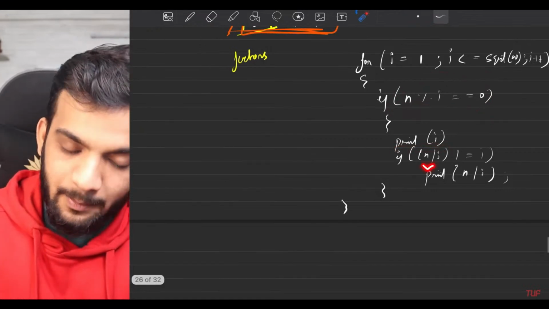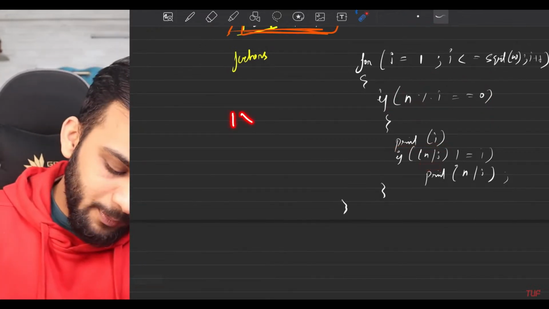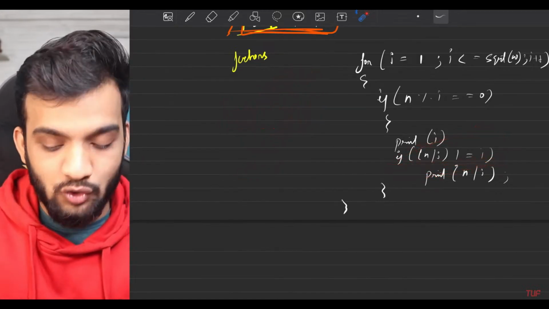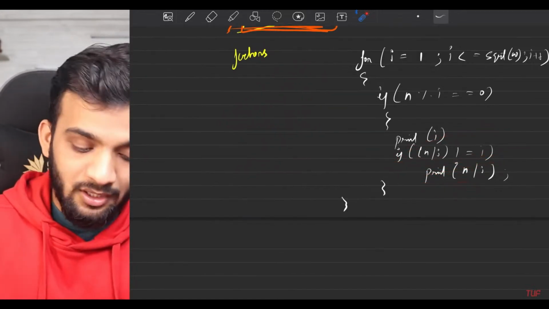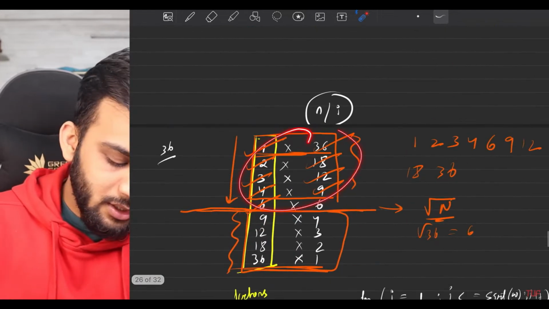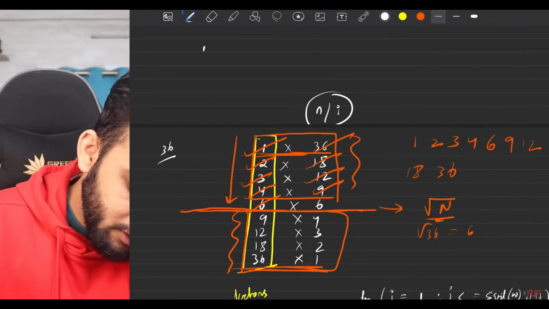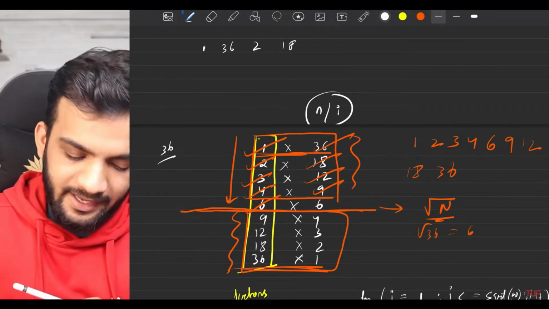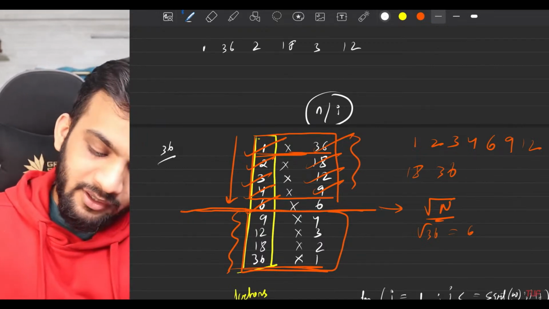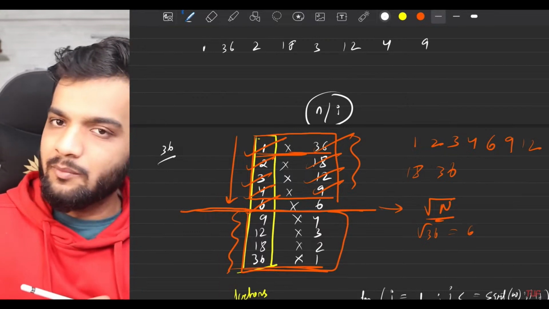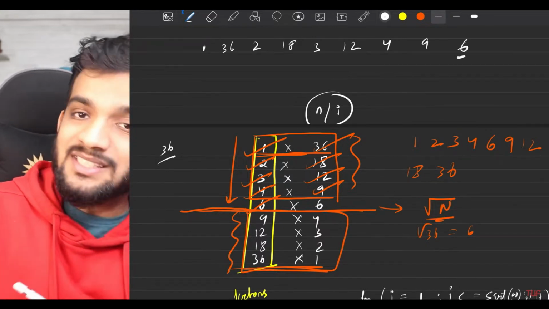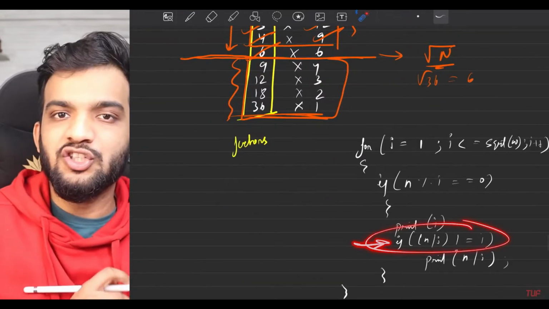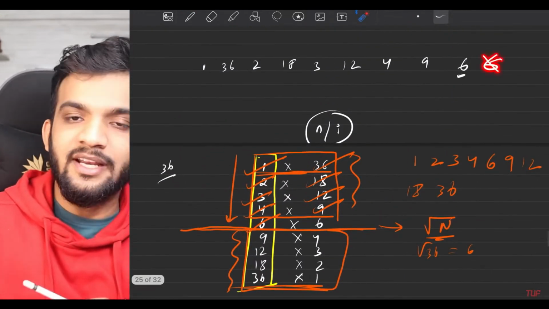Now the other factor, n by i, with which the i will be multiplied, just check if this is not equal to i. If it is not, that's the second factor. That's it. So if you go ahead and print this, the printing will be something like this. First 1 and 36 will get printed. Next 2 and 18 will get printed. Next 3 and 12 will get printed. Next 4 and 9 will get printed. Next i is 6. 6 gets printed, but the other factor is 6, and it fails this condition check. Thereby, the other 6 doesn't get printed.